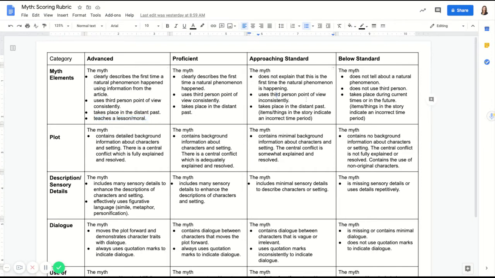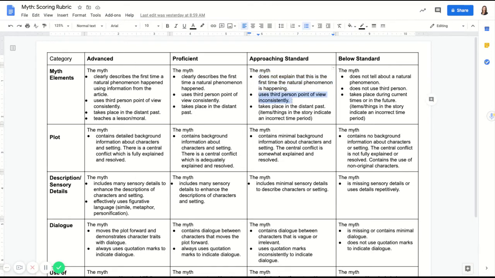If we look over here at the approaching standard for the myth elements category, here's what you would do to score a B or a C. Remember, those are the grades for approaching standard in myth elements. The myth does not explain that this is the first time the natural phenomenon is happening.